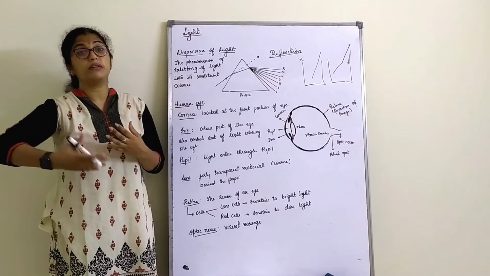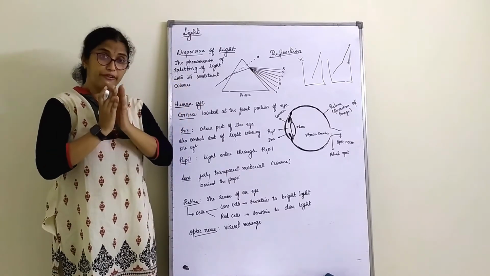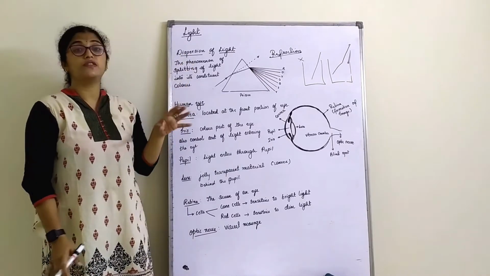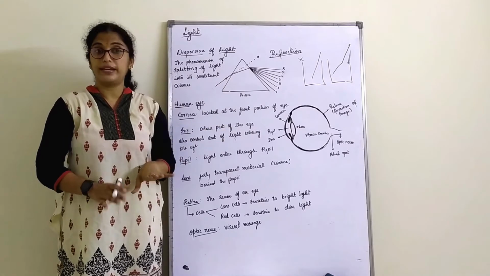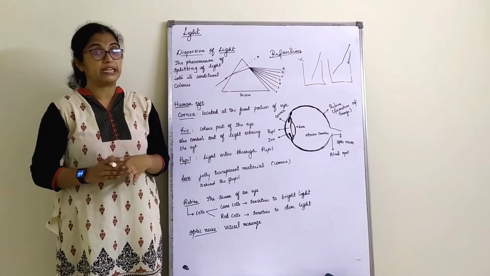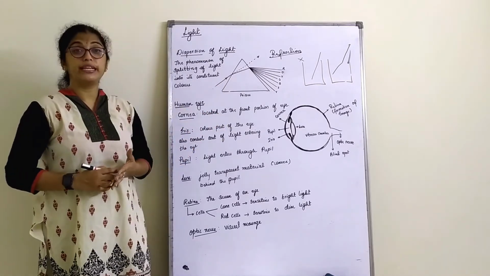It would be much more depth if I had to explain. You only have to understand the definition of dispersion of light. What is a prism here? How the colors are split. That's all that is given in your NCERT syllabus. We'll move on to the next one.